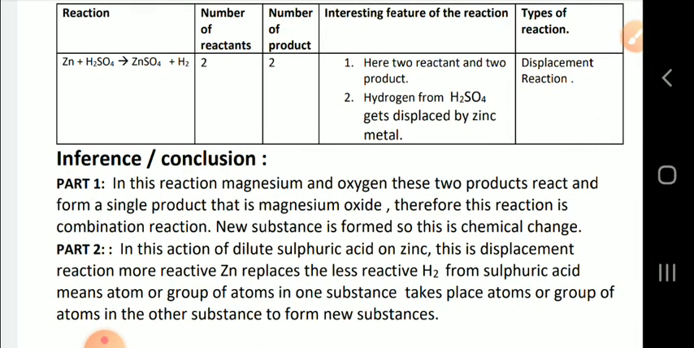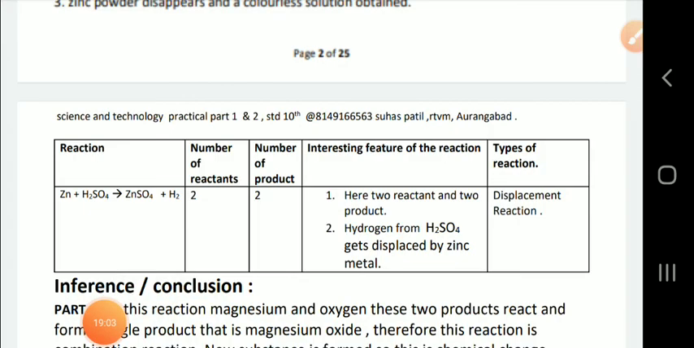One more table is there that I'll just show you, children. Then you have to write the inference or conclusion. After this second table you have to write the third table that is given in your practical book. It is page number 5. You can see the third reaction, that is 2Pb(NO3)2, heat is given, 2PbO, that is in solid form, plus 4NO2, that gas is coming out, plus O2, that is oxygen gas.